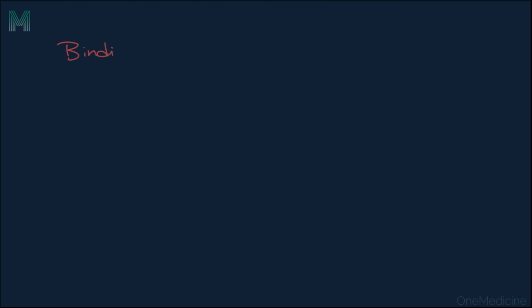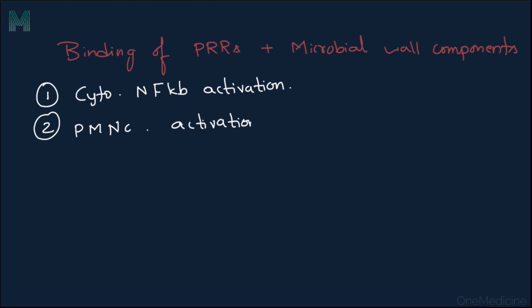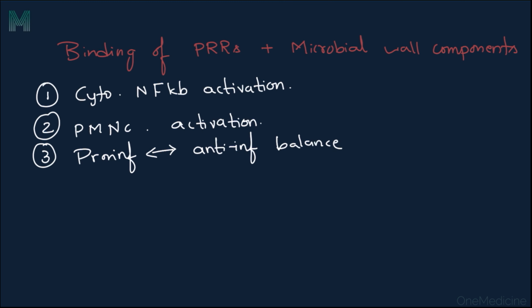So the binding of pattern recognition receptors with microbial wall components results in three important activities. First one is cytosolic nuclear factor kappa B activation. Second one is polymorphonuclear cells activation. Third one is pro-inflammatory and anti-inflammatory balance. Let us look at each one of them in detail.